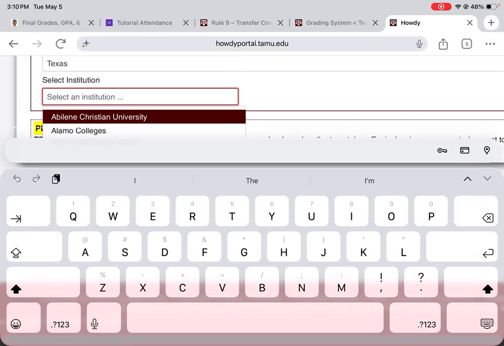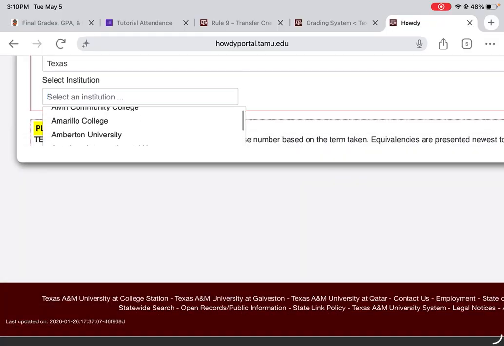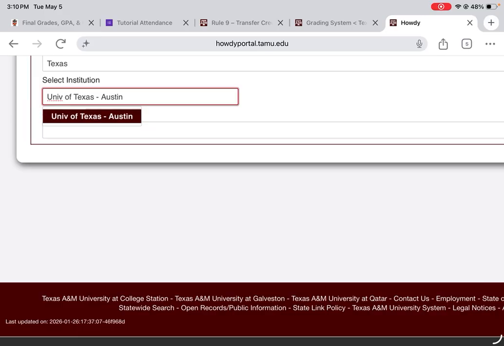And then the hard part is figuring out what University of Texas is called on the different websites. I've seen the University of Texas at Austin, I've seen the University of Texas at Austin, but for A&M, they call it Univ of Texas, Austin. So then I'll click on that.